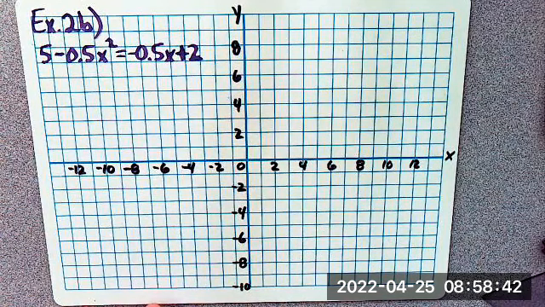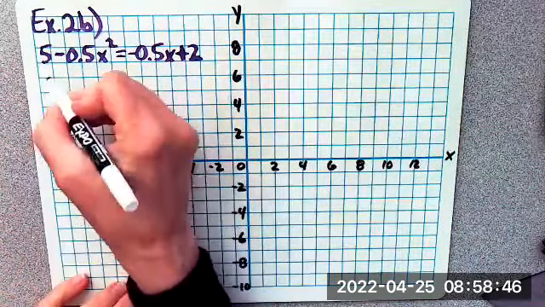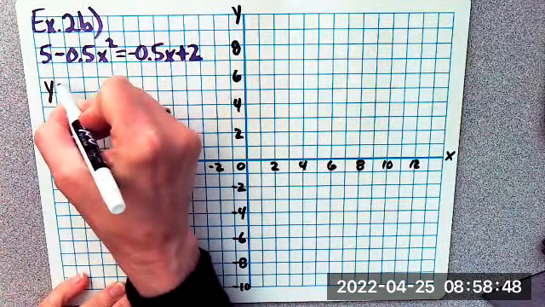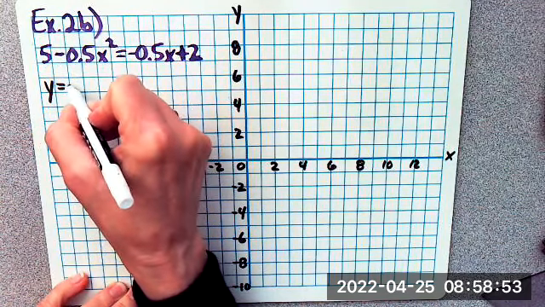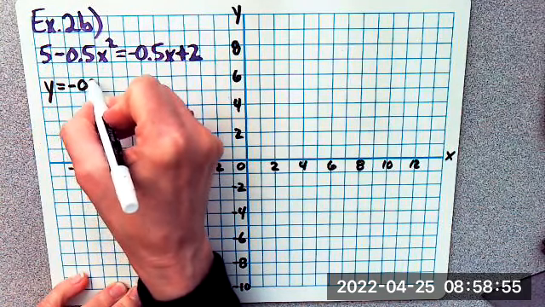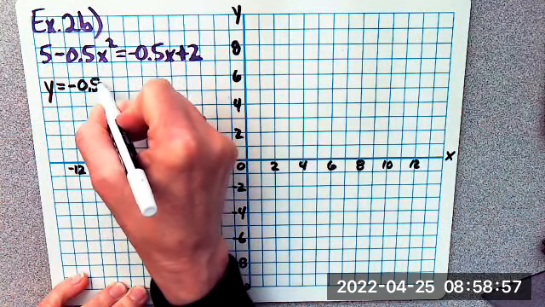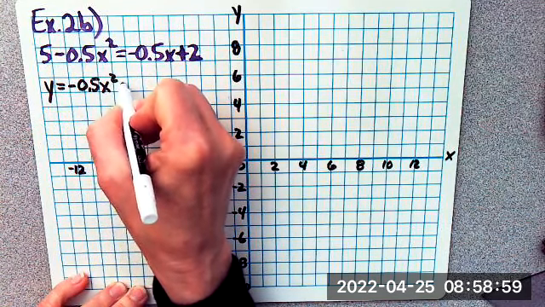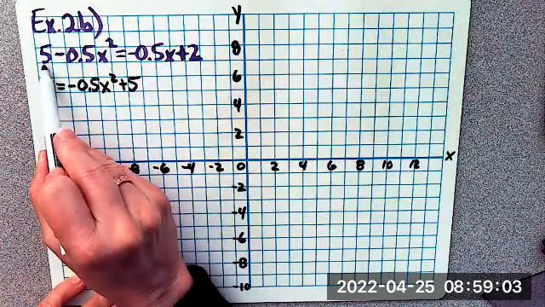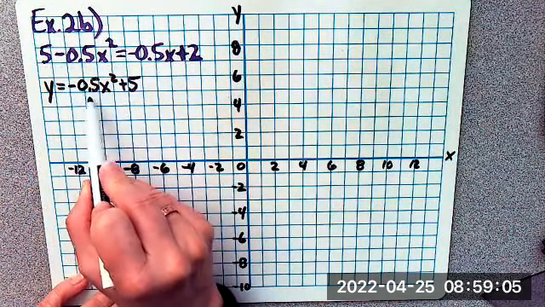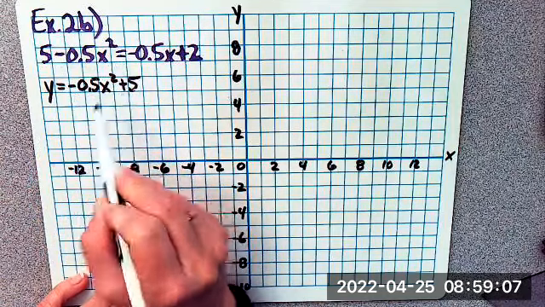All right, let's take a look at this one. Now this one we're using some fractions, so it's going to be a little rougher, but we'll do y equals, and let's rewrite this in standard form, -0.5x² + 5. So I've just taken this right here and put it behind there, so I'm in standard form.